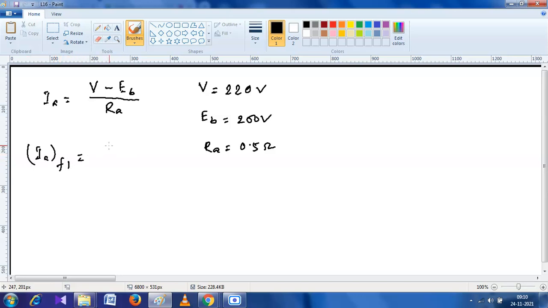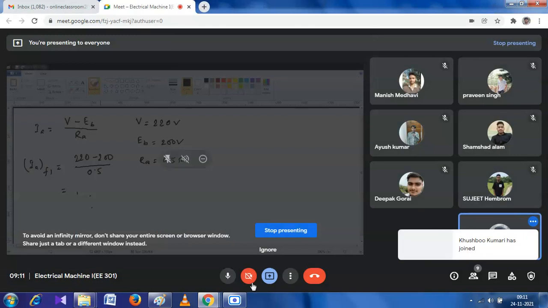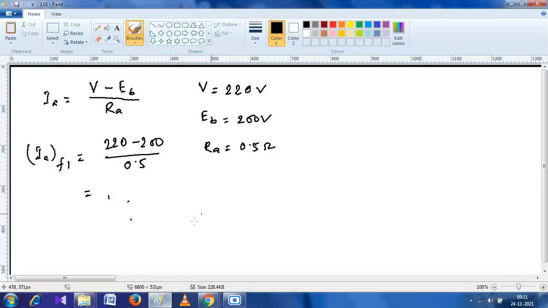what is the value of the rated current at that time? 220 minus 200 by 0.5. That means what is the value of that? 40 ampere. So the value is 40 ampere.